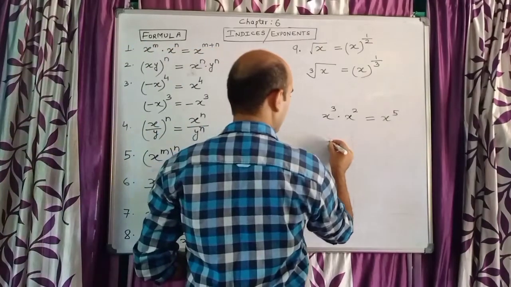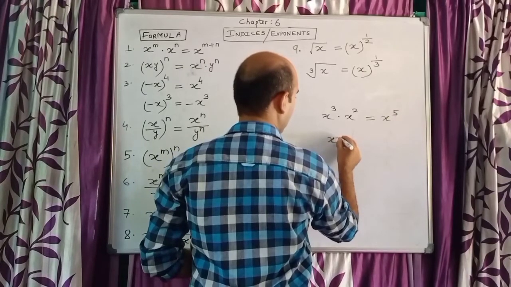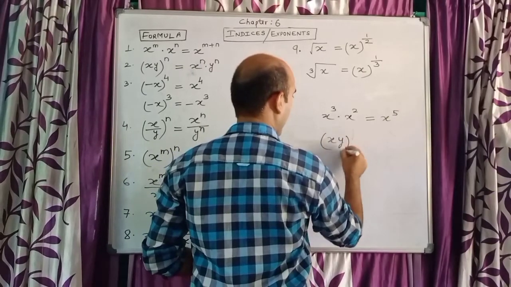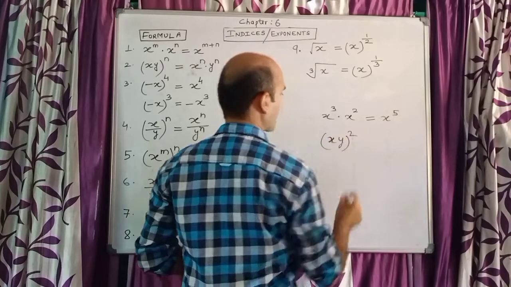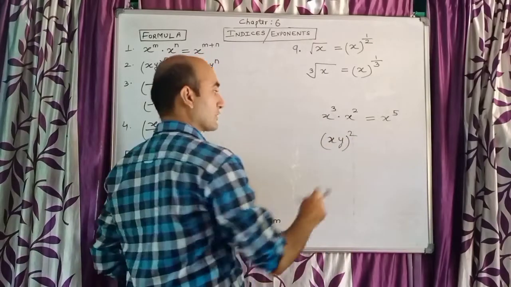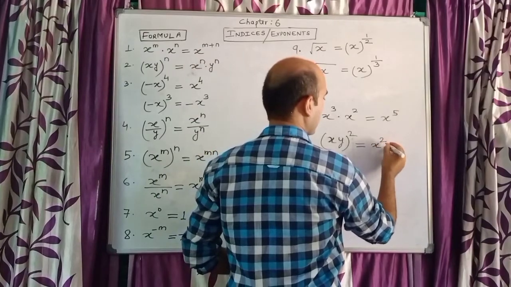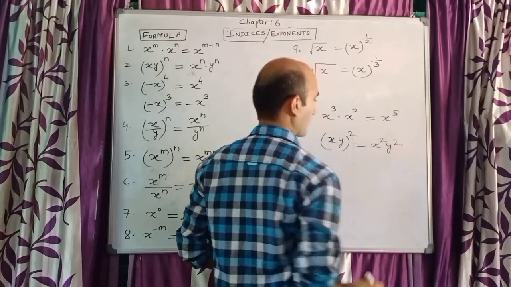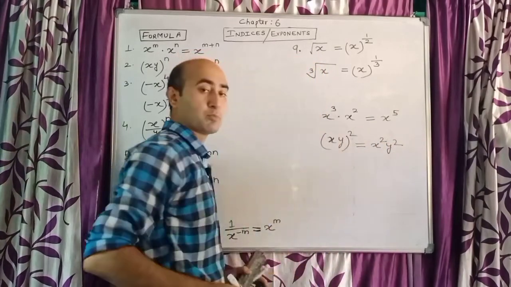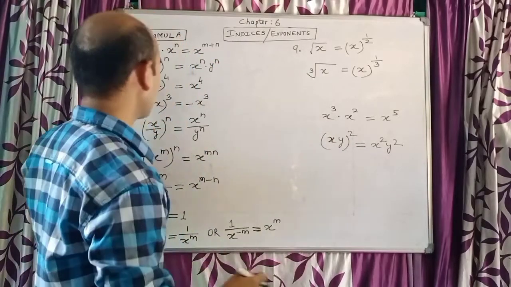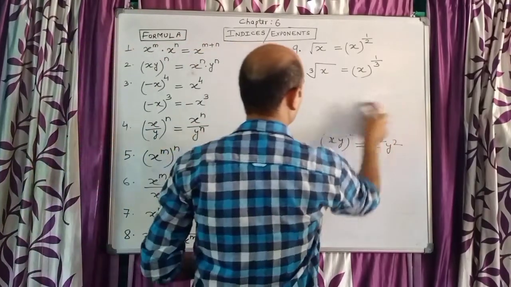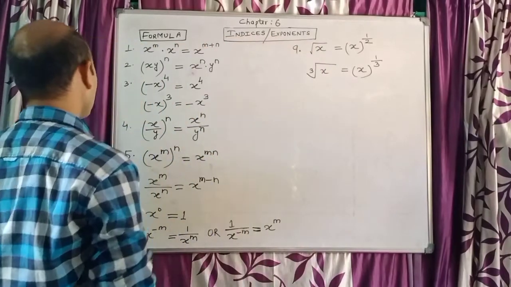For example, I have xy and the power is 2. Suppose xy is having power 2, the whole is squared. Then if I open the bracket, my result is x squared, y squared. That means the power is given to both the variables. Same thing. Now moving on to formula number 3.